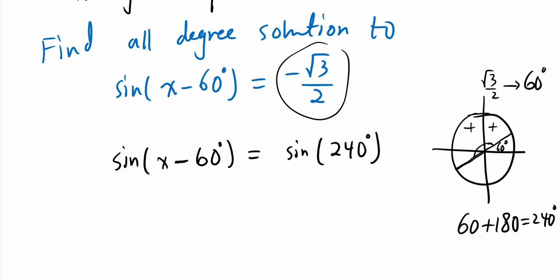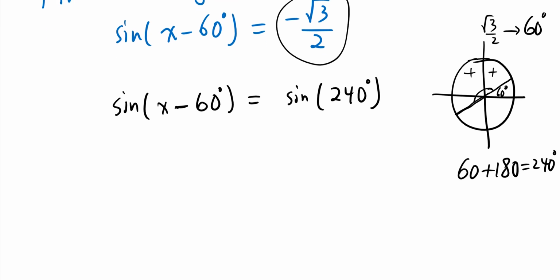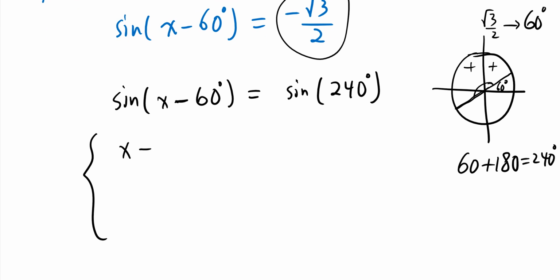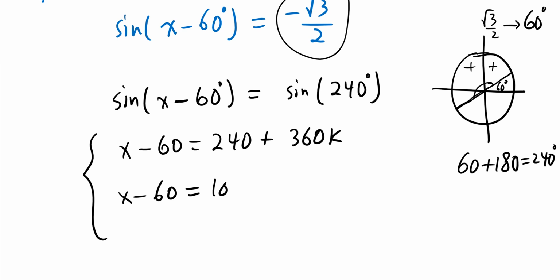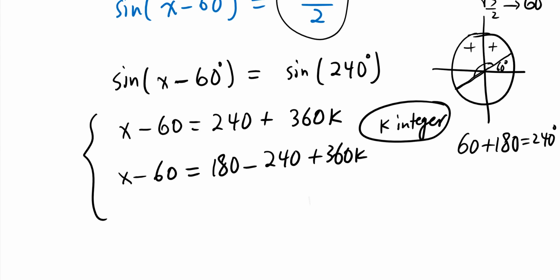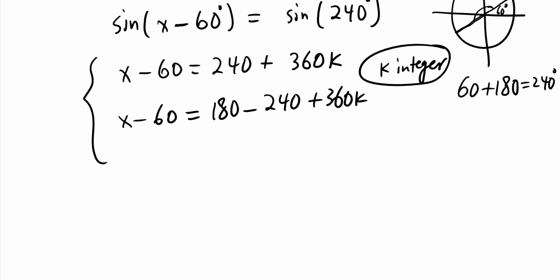So now I set the equation as sine something equals sine something else. So what I'm going to do, I'm going to solve now. x minus 60 equals 240 plus 360k, or x minus 60 is 180 minus 240, I'm using the formula I gave earlier, plus 360k. Always k integer. But don't leave it like that. We need to simplify it.